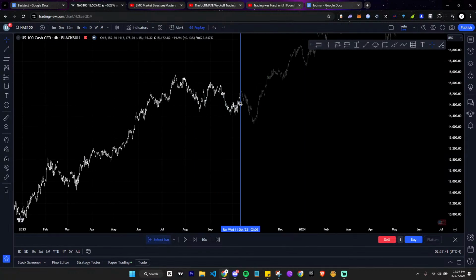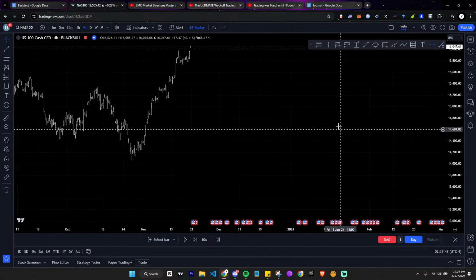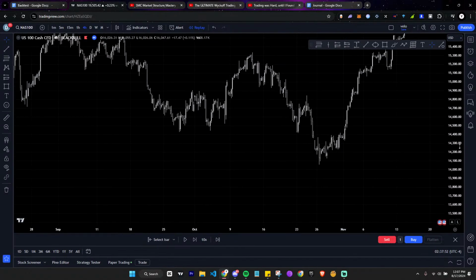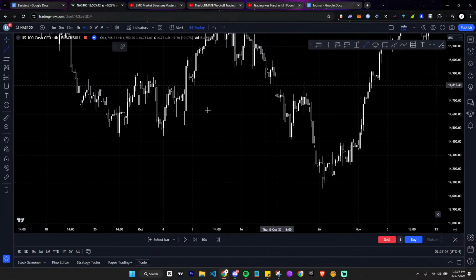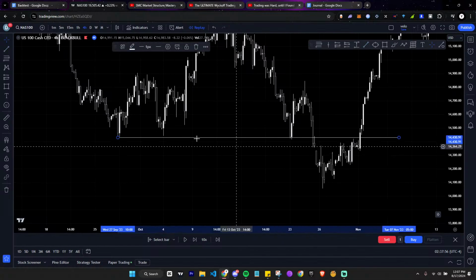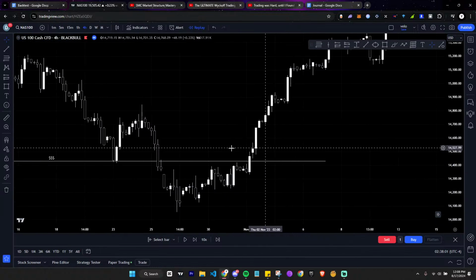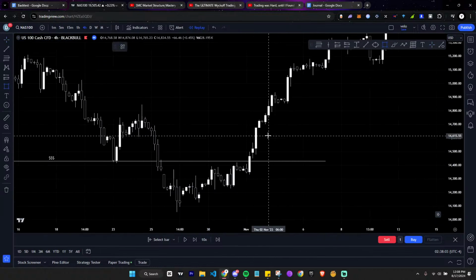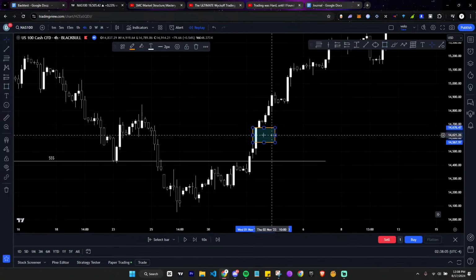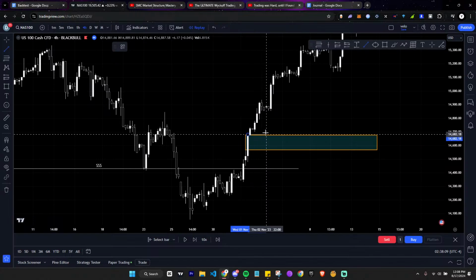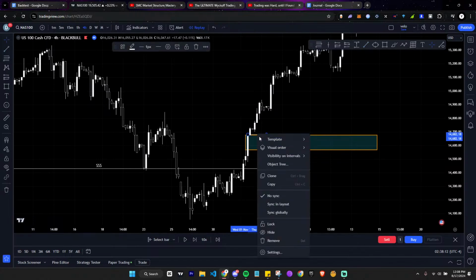Alright, let me go back in time to around here. Okay, so you can see that this is a sweep, as you can see. Seems to be like an equal lows type of situation. So there's a lot of resting liquidity here. So once we break this with proper displacement, I'm expecting to take this fair value gap. Or even this should be a, what was it called again?